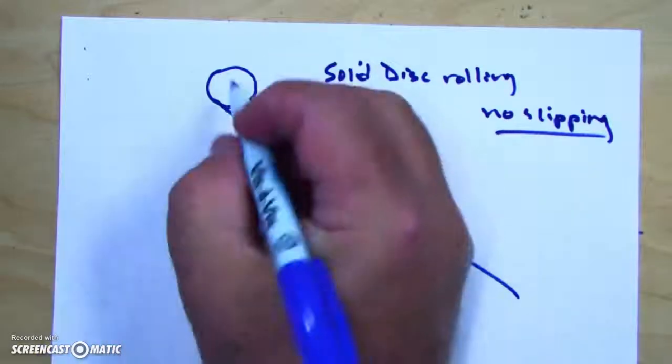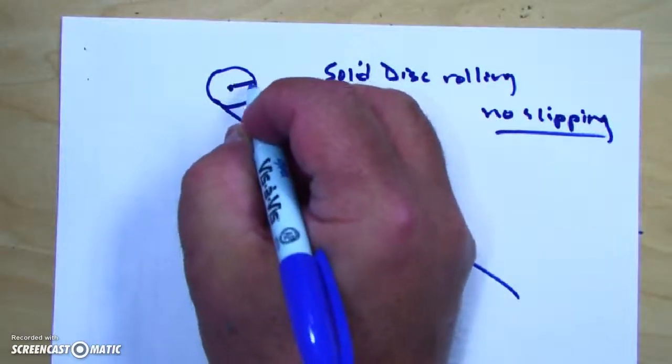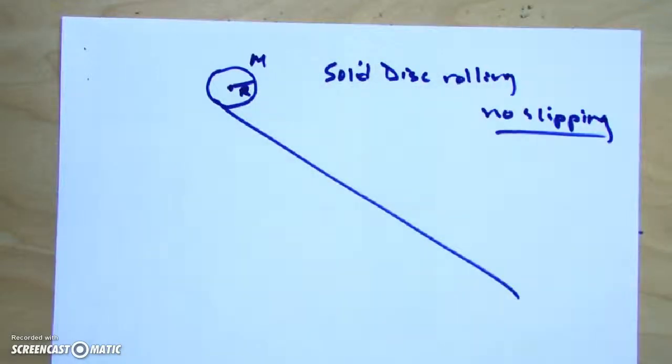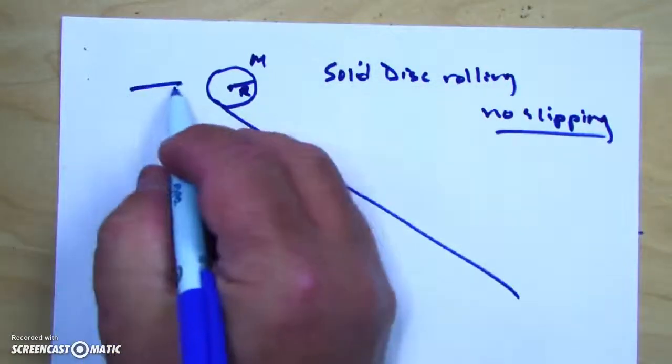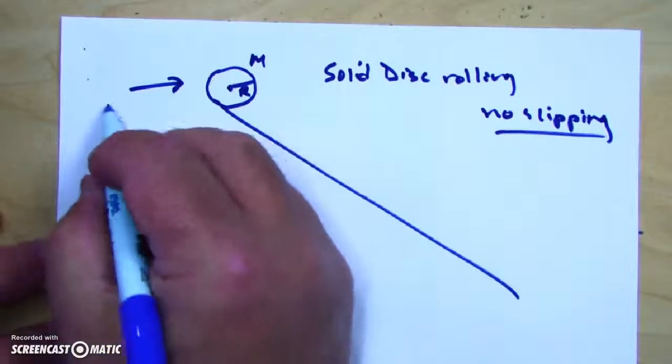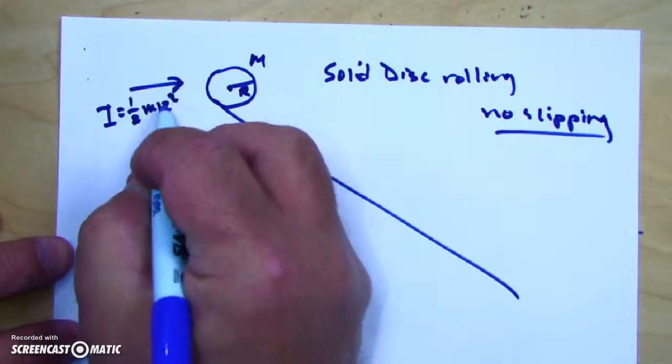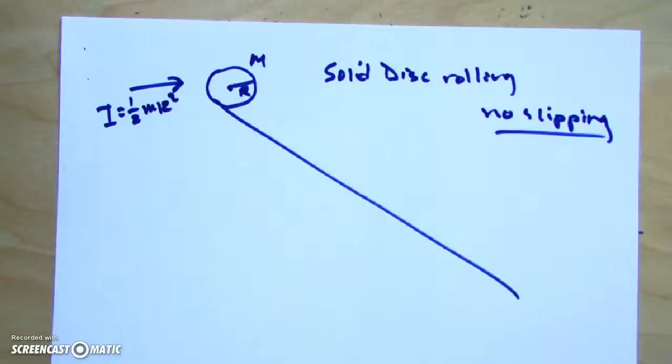Now, this has a mass of m and a radius of r. Let's do it in terms of variables. I for a disk is equal to 1/2 mr squared. And again, you'll be given that. Don't have to know that. Just have to be able to use it. Now, what I want to know is how fast is it moving at the bottom. I want to know v right there.